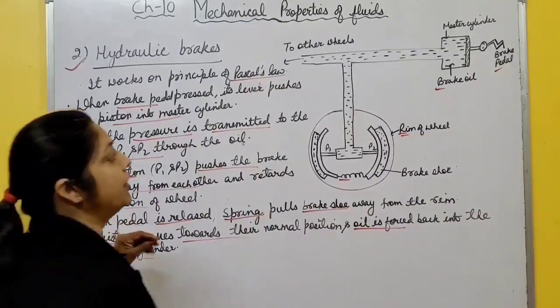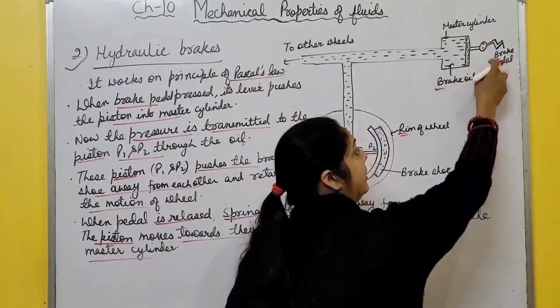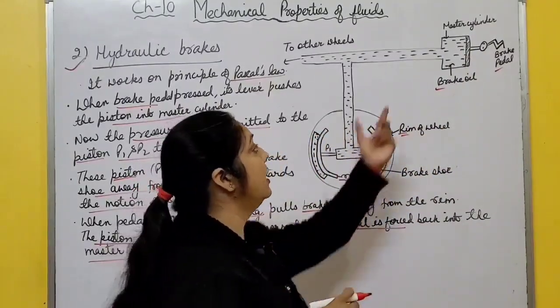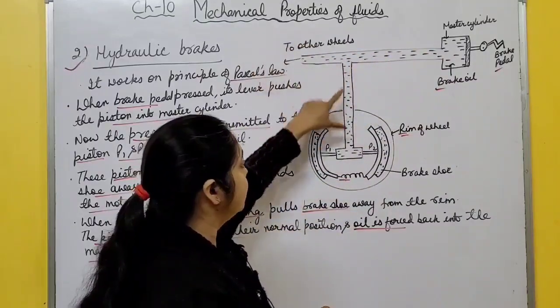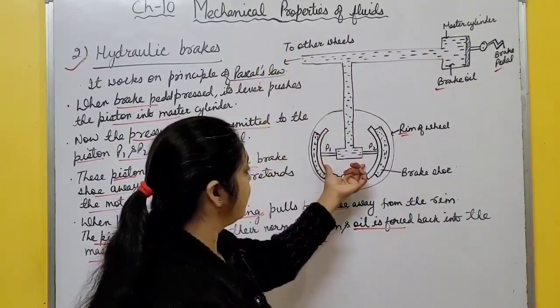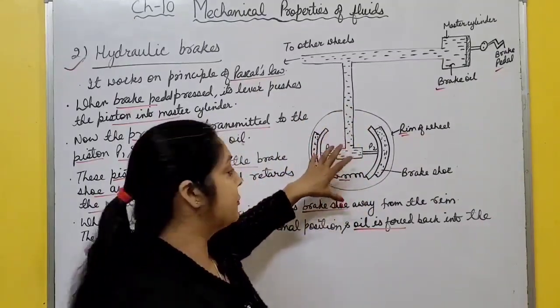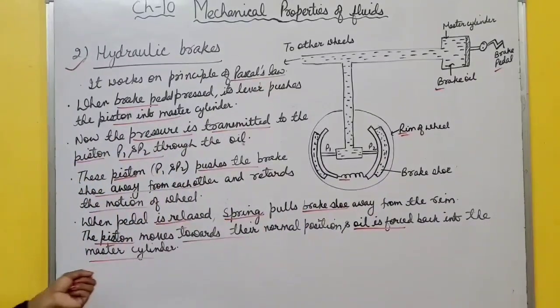The main aim is what? Only a small force is applied at this side through the brake pedal, and this master cylinder has a small cross-sectional area, but due to Pascal's law the fluid transmits the pressure in all directions through the pistons also, and here the cylinder has a large cross-sectional area, so it produces a large force to stop the rim of the wheel and the driver can drive easily under control, right? So this is about hydraulic brakes. Please take a screenshot of this, then we'll move to the next topic.